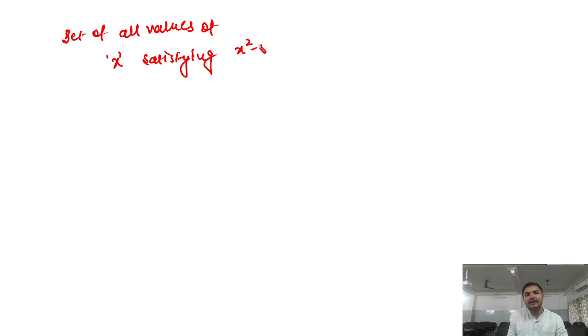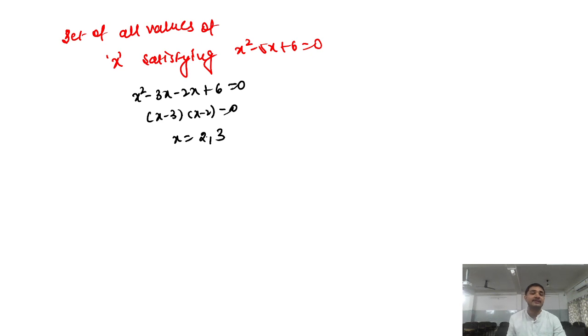Say I'm telling you the set of all values of x satisfying x square minus 5x plus 6 equal to 0. For this equation, we can easily say x square minus 3x minus 2x plus 6 equal to 0, or else x minus 3 into x minus 2 equal to 0. So there are only two values of x which satisfy this equation.